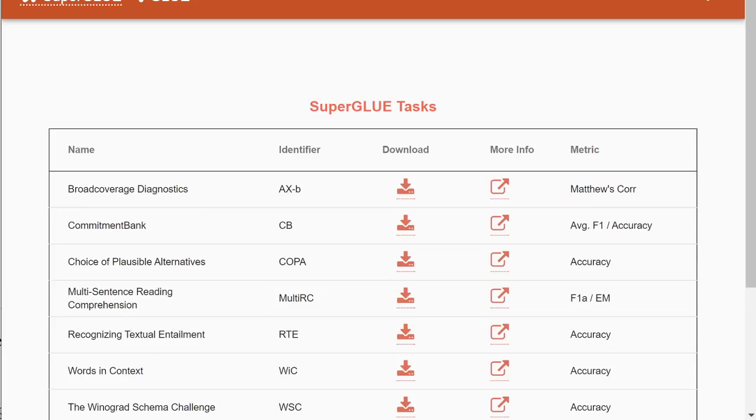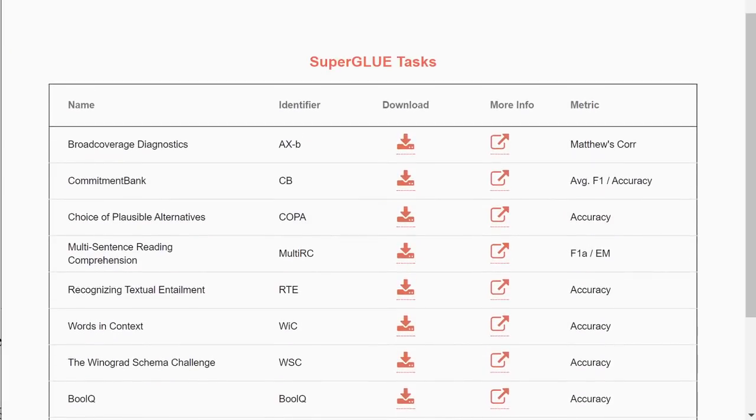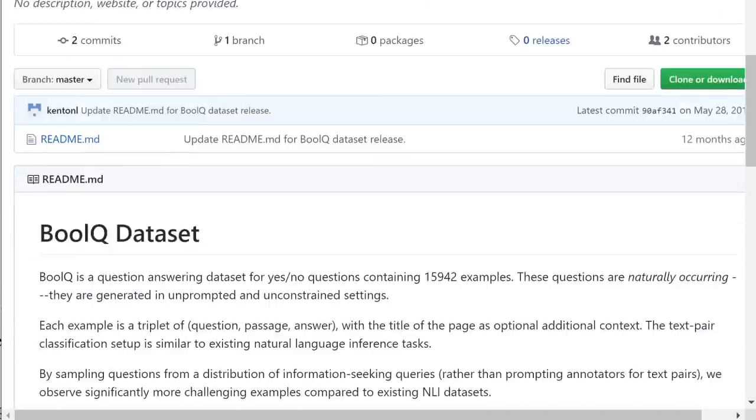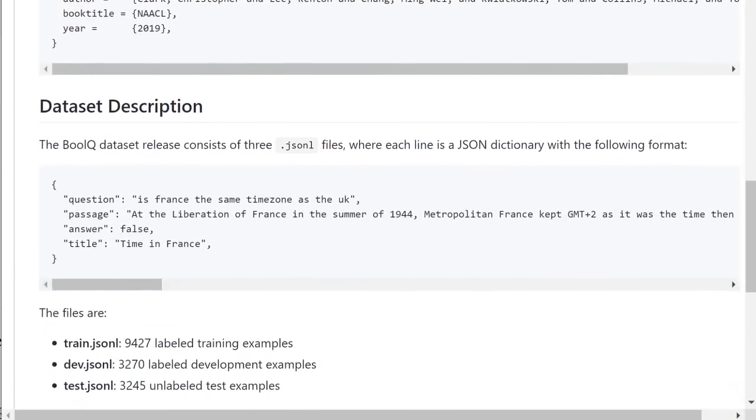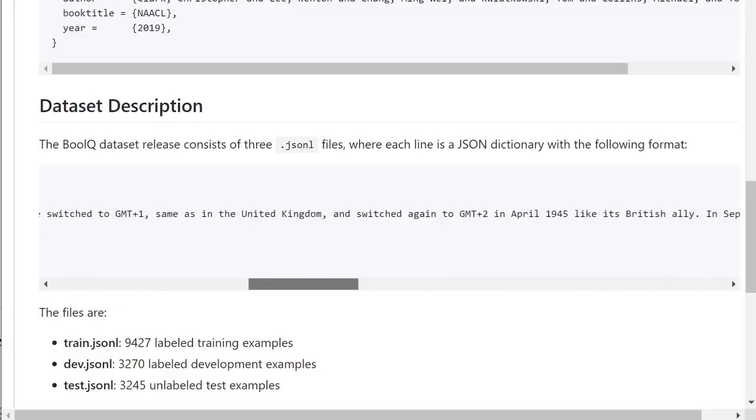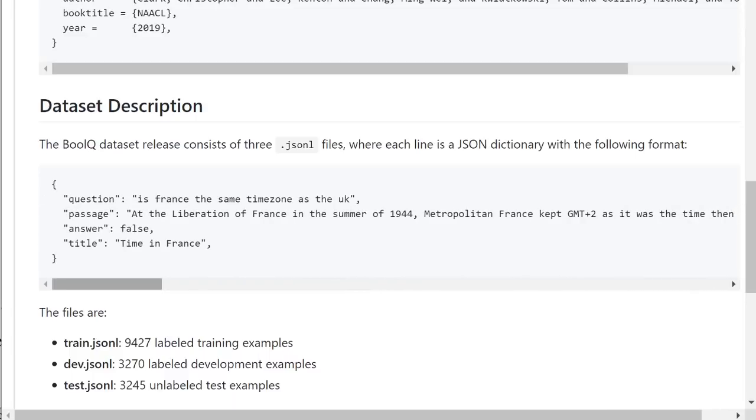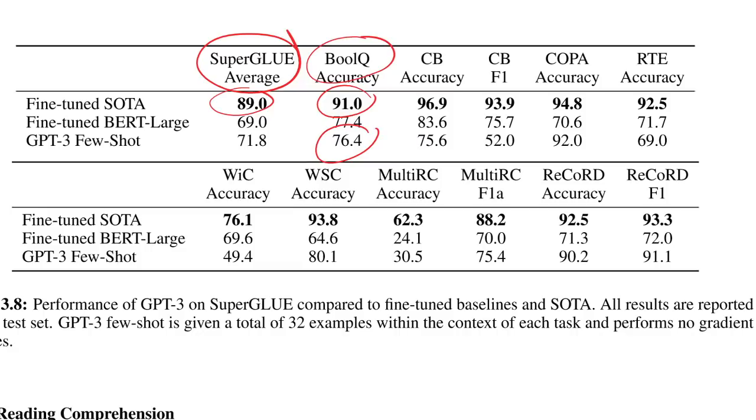And I actually have the benchmark open here, and you can see this is BoolQ. So an example here would be, is France the same time zone as the UK? And then there is a passage, and you need to reason from this passage about whether or not this answer is true or false, okay? This is very much not language modeling. This is reasoning, and that's why the model is doing poorly here.